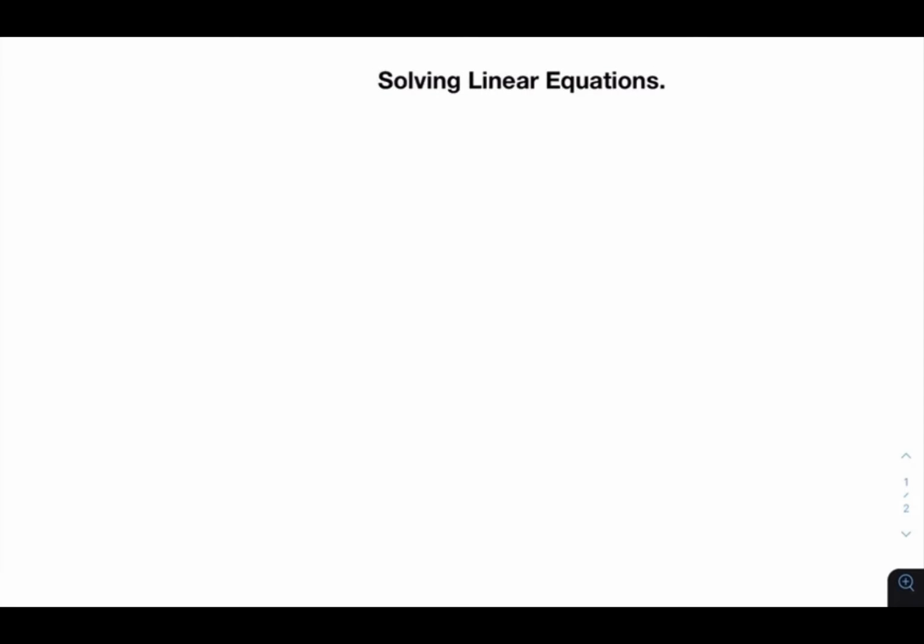In this video, we're going to learn how to solve linear equations. So let's start off with a very simple linear equation. Let's say we have x plus 2 is equal to 8, and we want to solve that linear equation.